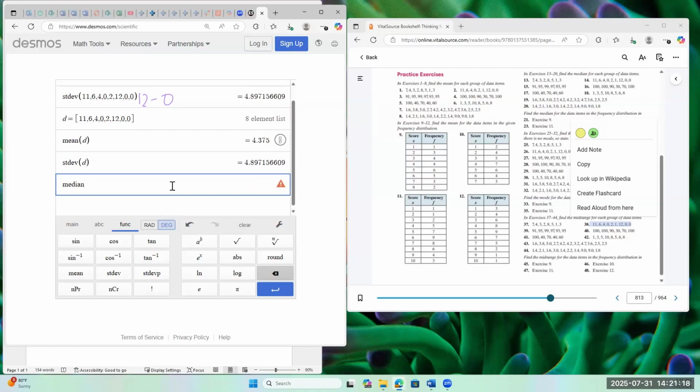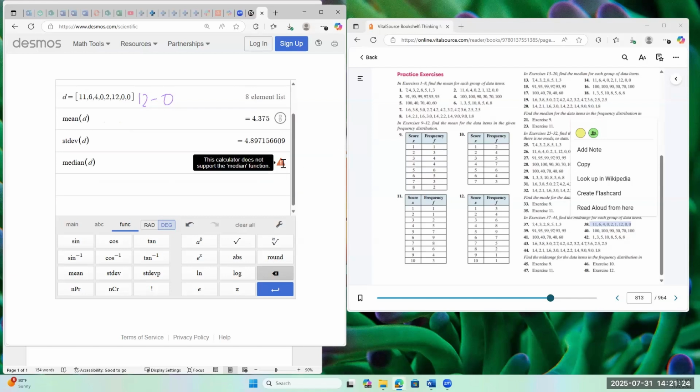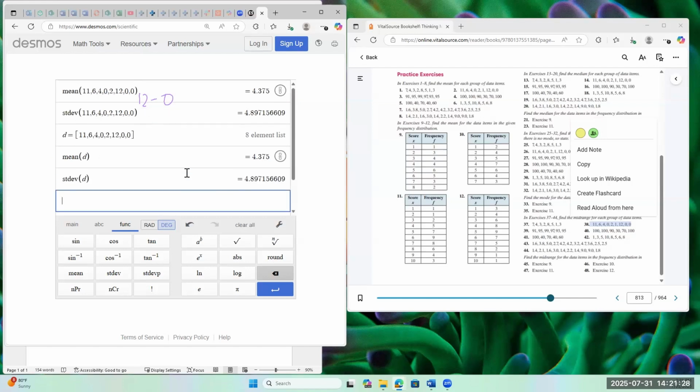Will it let me do the median? Nope. Doesn't like that one. This calculator doesn't do the median. Sorry, we have to do that one by hand, or you can use the other calculator. Let's see what else we have. We did the mid-range. Oh, I'm on the wrong page. Let's go to 823.